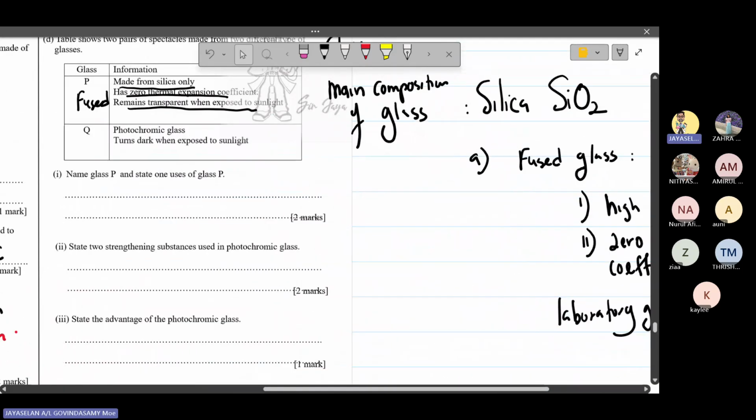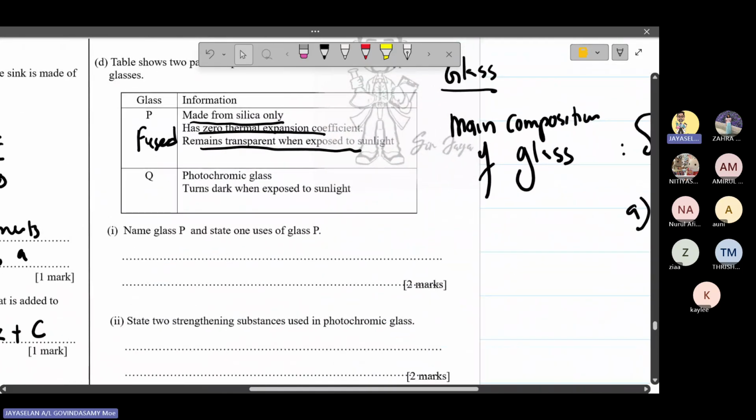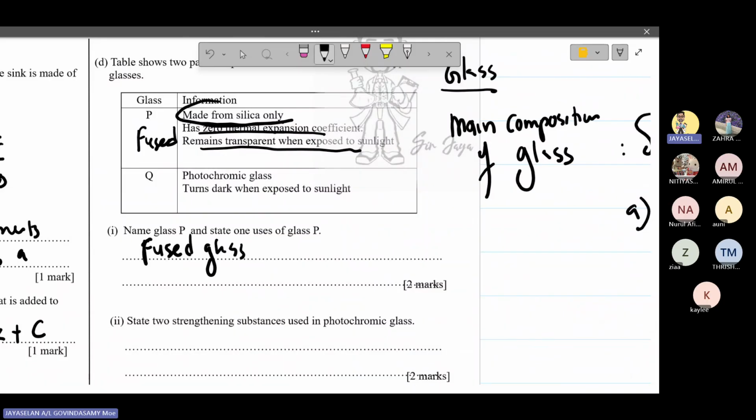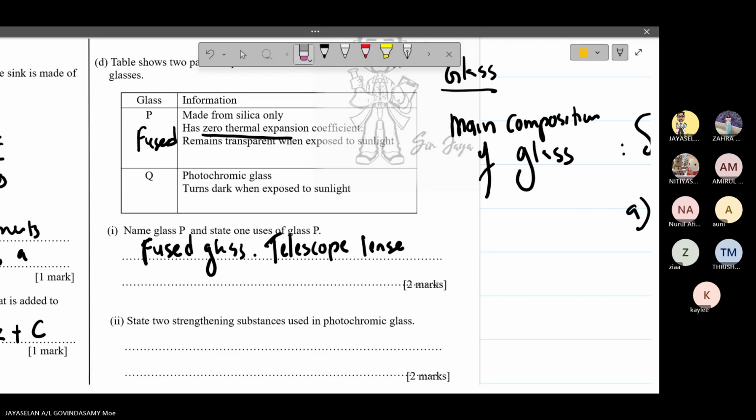Okay, have you finished copying? Now we answer this. Name the glass P: your answer should be fused glass. How do you all know? From here. And the second point, it has zero thermal expansion coefficient. State 1 use. It is used to make telescope lenses, or lens. Any question?